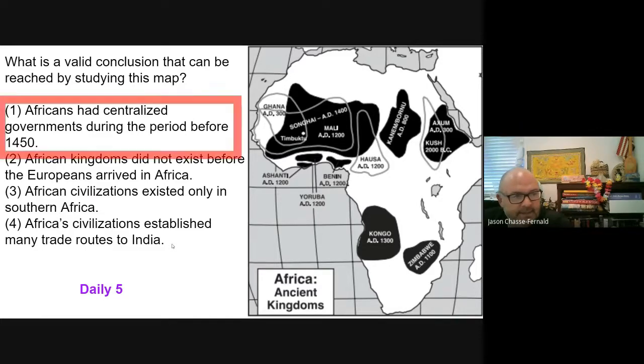All right, hopefully you got the correct answer, as Africans had centralized governments for the period to 1850. In class, a few people put 4. And that's a really good example of an answer that is correct in itself, that some African civilizations established trade routes to India. However, notice there are no Swahili city-states in East Africa here, so that will eliminate that as your option. You've got to use the map to develop your conclusions.